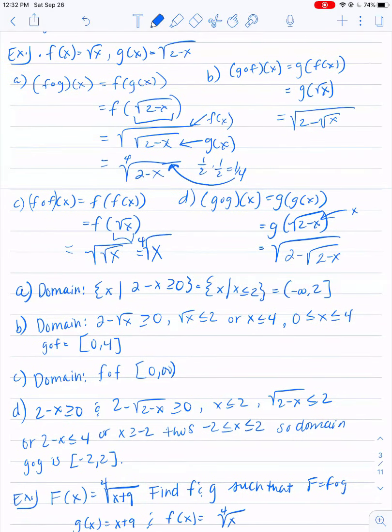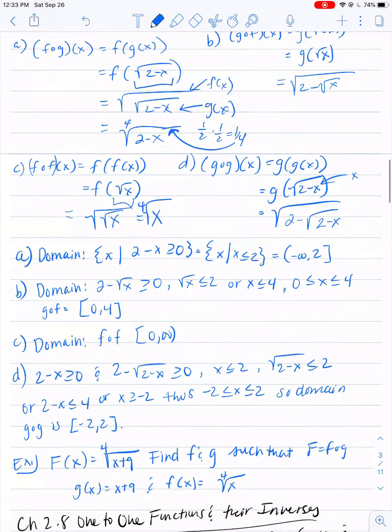So for B, we have that 2 minus square root x has to be greater than or equal to 0. Therefore, our square root x can be less than or equal to 2, if we get the square root x by itself by subtracting 2 and dividing by -1. So our x can be less than or equal to 4, and we have 0 as well, where x is between 0 and 4. So our domain is going to be 0 to 4.